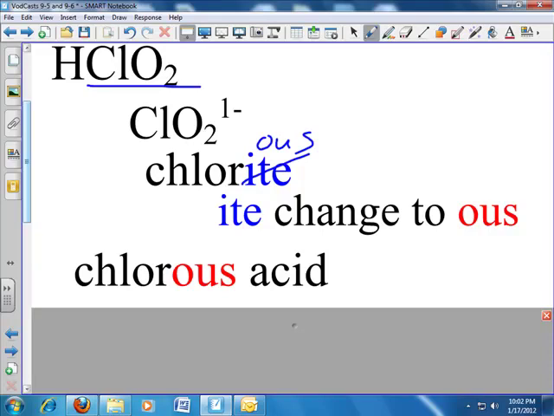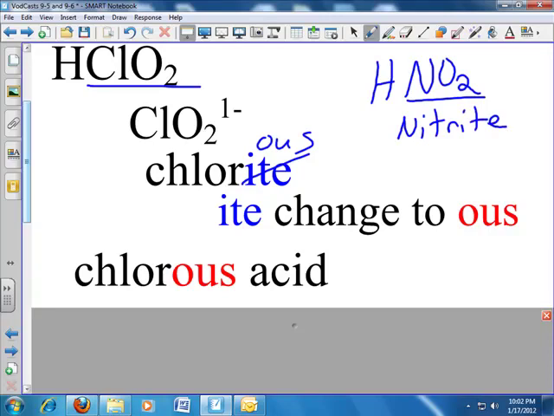To give you another example, if I have HNO2, NO2 is nitrite. Well, that nitrite has my ITE ending, so I'm going to change that to an OUS, and that becomes nitrous acid. So all polyatomic ions with ITE will change to OUS endings.